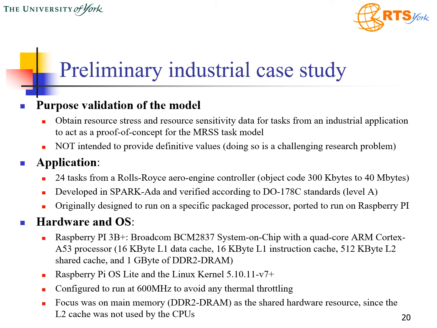This has a 4-core ARM processor with 16 kilobytes of L1 data cache, 16 kilobytes of L1 instruction cache, 512 kilobytes of L2 shared cache, and 1 gigabyte of main memory, DDR2 DRAM. The Pi was configured to run at 600 MHz to avoid any thermal throttling, and our main focus was on main memory as the shared hardware resource, since the level 2 cache was not used by the CPUs.